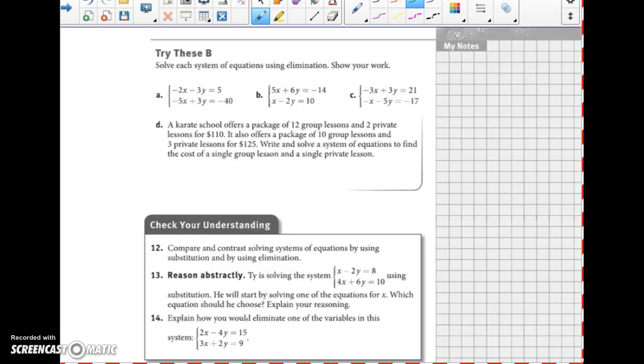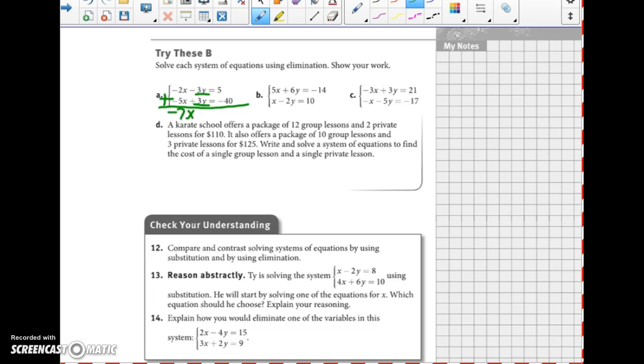Alright, so A is already opposites, right? So all you got to do, this is an opposite of this. All you got to do now is just add them together. Just add them together like this. All right, so tell me this. How much is negative 2x plus negative 5x?